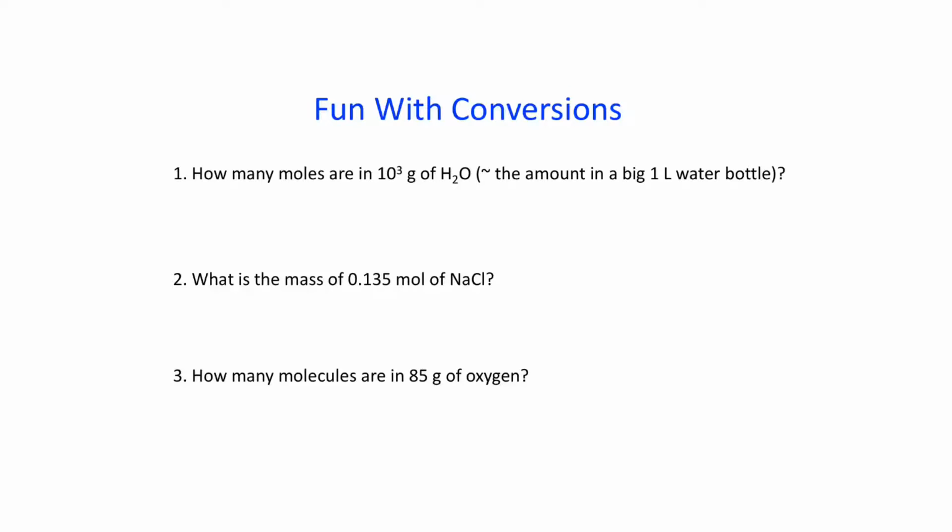All right, so where do we want to start? Always start with what you know. So we know that we have 10 to the 3 grams of water. We can also write that as 1,000 grams. So where can we go from here? We want to get from mass to moles. Can we go directly from grams to moles? Do you have a unit conversion that allows you to do that?